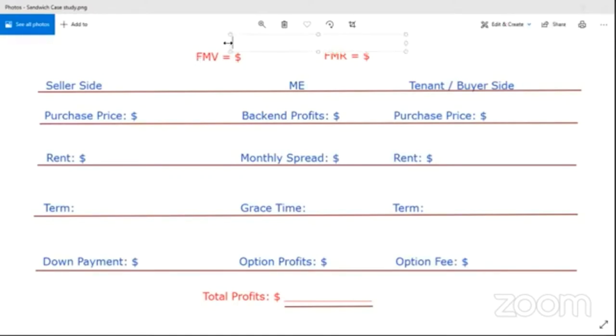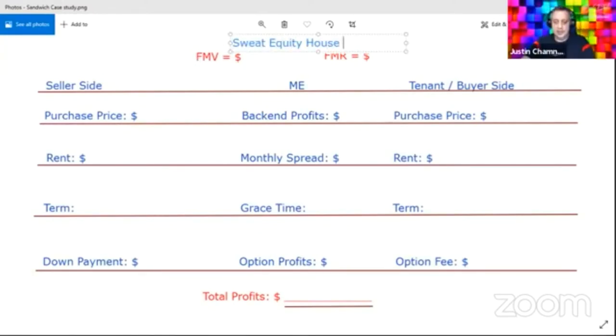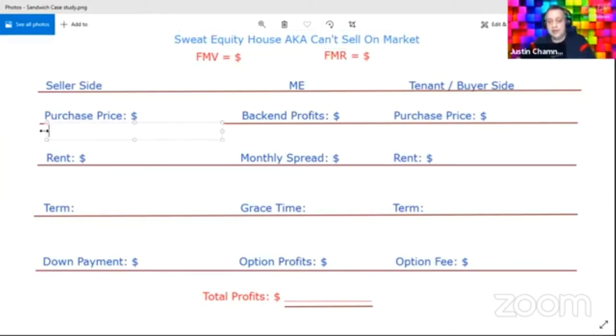We're going to call this one the sweat equity house, AKA can't sell on market. Now, this one is interesting because the property needs work. So I'm going to have to add repairs here, because this house is not perfect. What do you do when you call a lead like this one I called? I should show you a picture, shouldn't I? I'll show you a picture after I get done doing this, because if I do it, it'll erase my numbers.